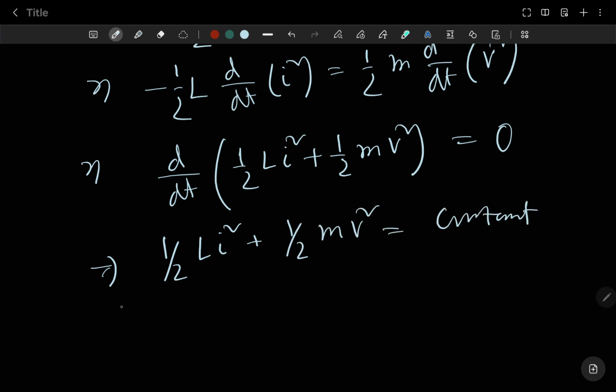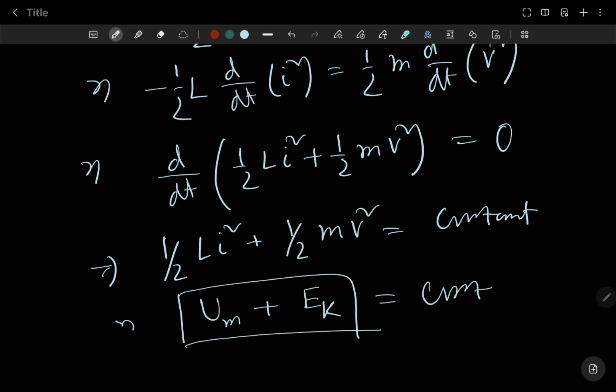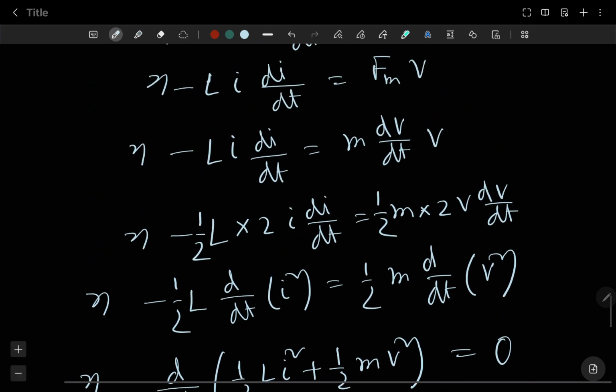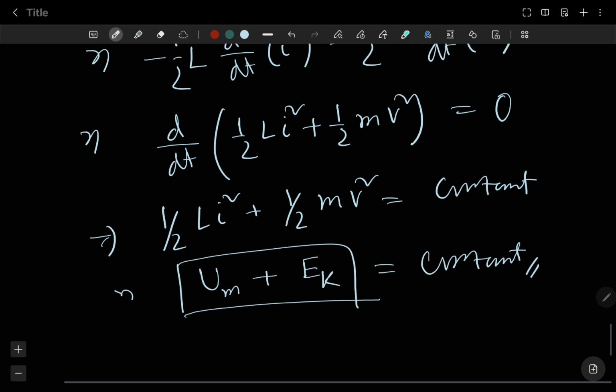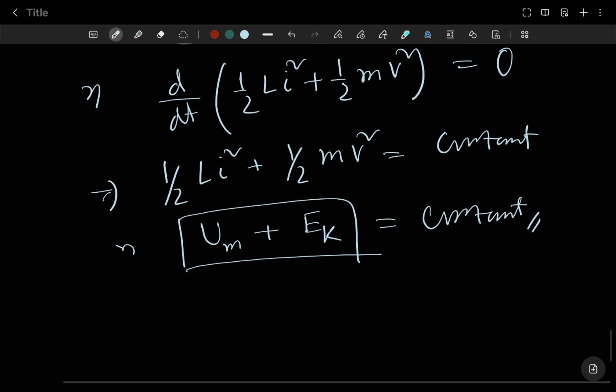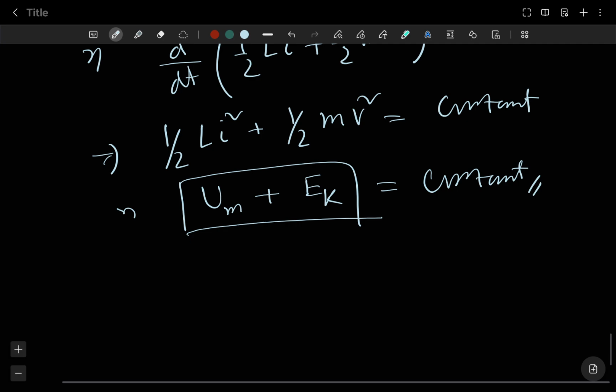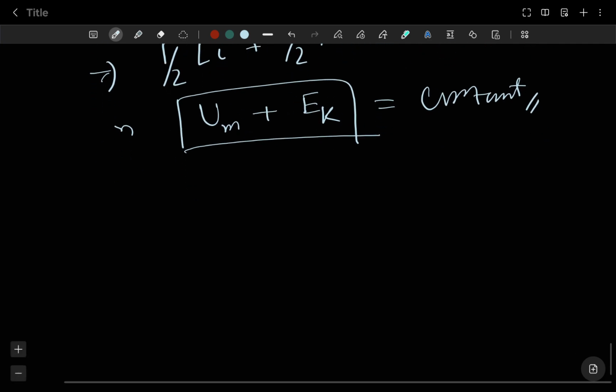So the magnetic energy stored in the inductor and the kinetic energy of the rod, the sum of these two is a constant. Okay. And it is very expected, as the conducting rod is executing simple harmonic motion, the total energy has to be constant of the oscillation. Fine, clear. Now let us do another problem.